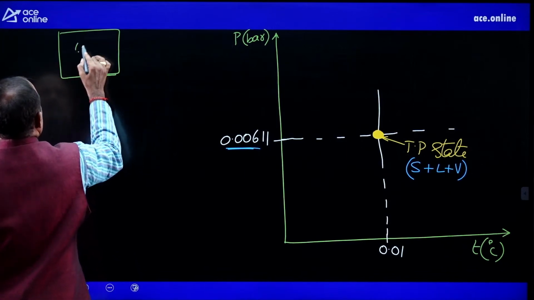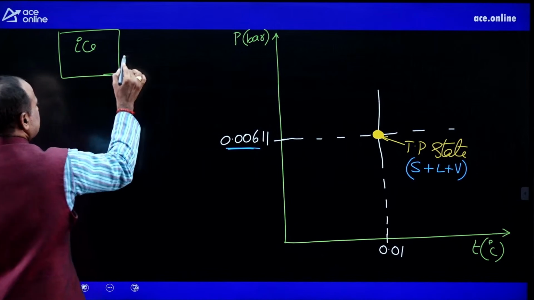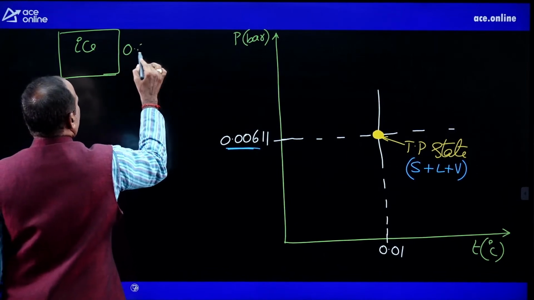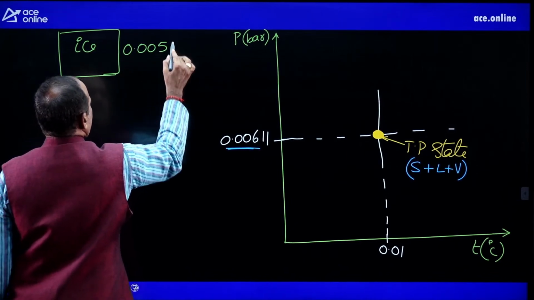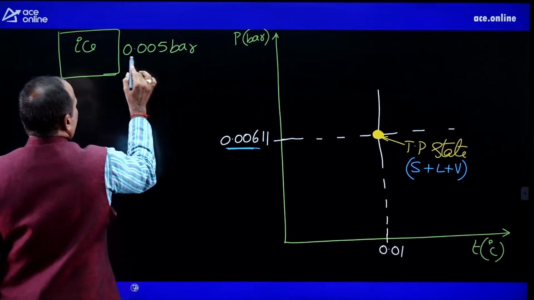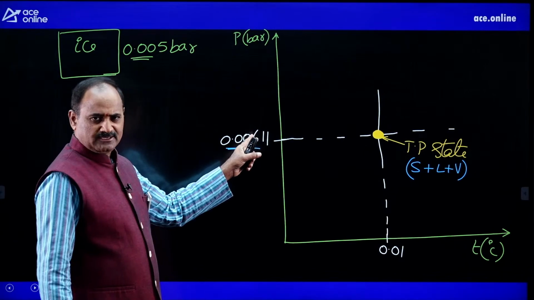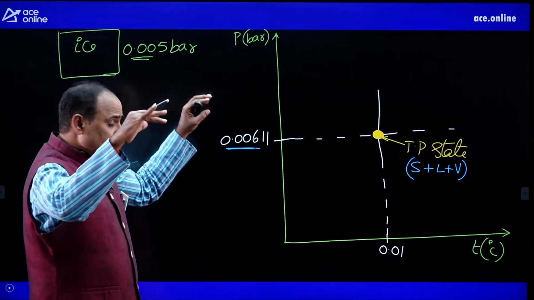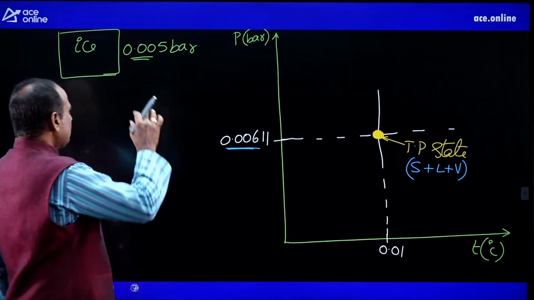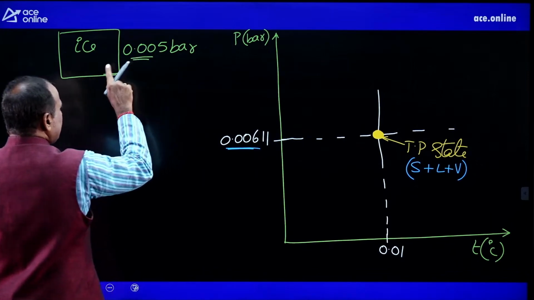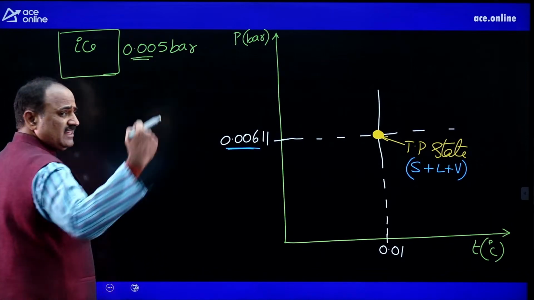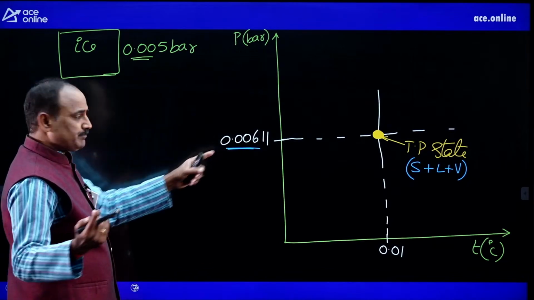Here is the ice block. Assume the ice is exposed to a pressure of 0.005 bar. That 0.005 bar is a pressure well below the triple point state pressure, because the sublimation is happening below triple point state pressure. I have taken the ice to expose the ice surface to a pressure below the triple point pressure.